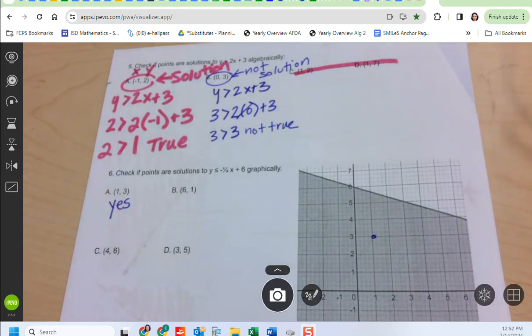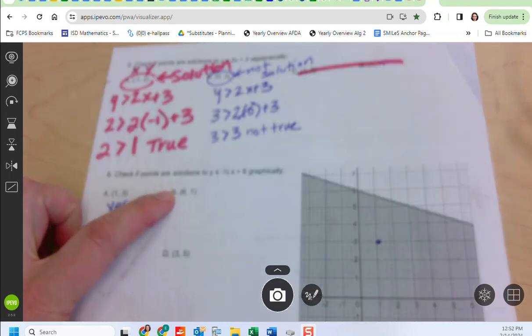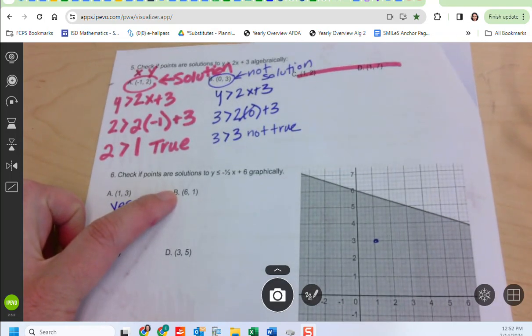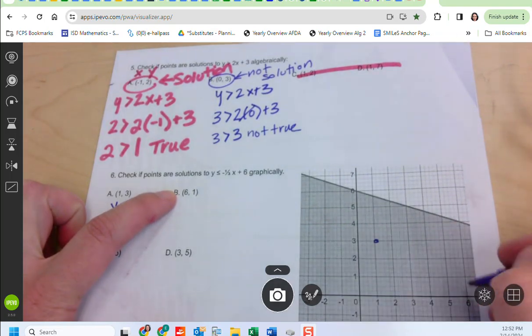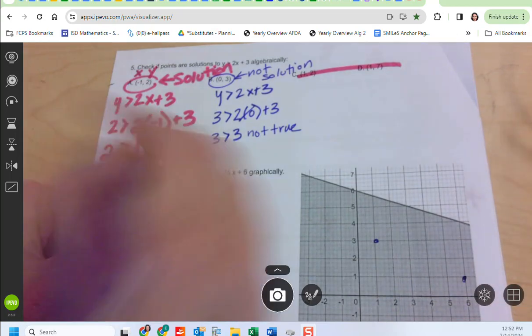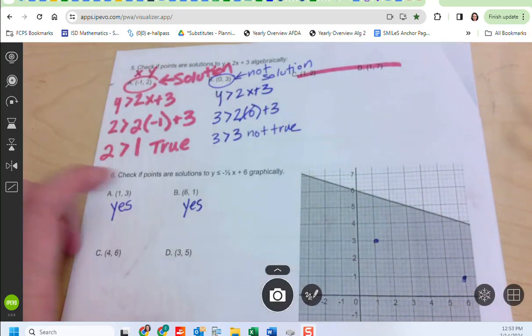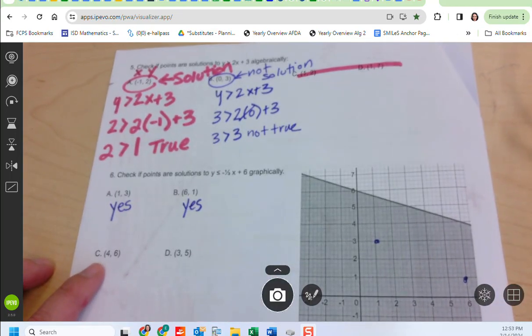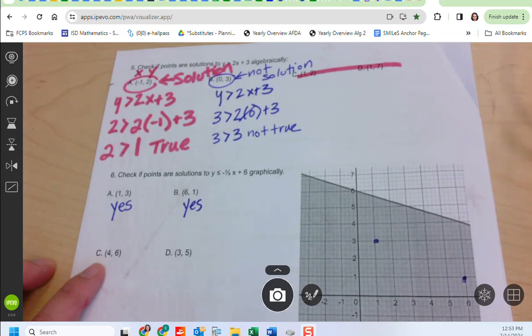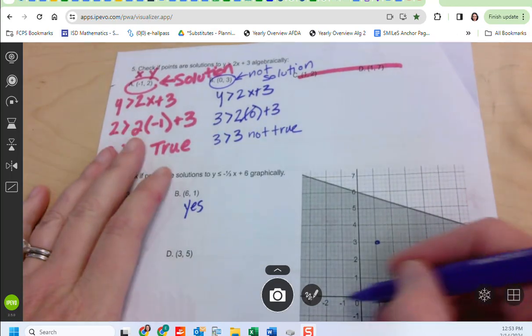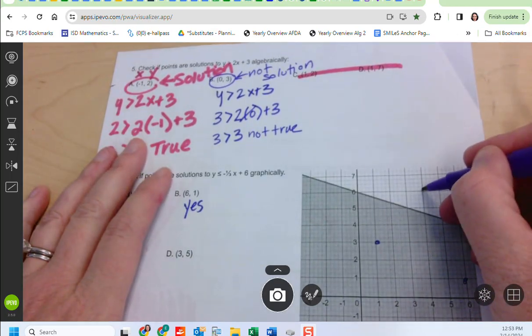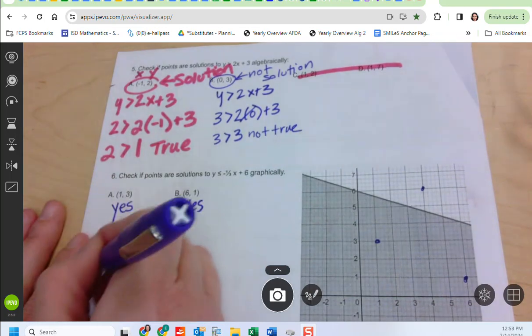All right, B, raise your hand if 6, 1 is a solution. Raise your hand if you said it is a solution. Okay, raise your hand if you said it's not a solution. Let's check. 6, 1, very good. In the shaded area, yes, it's a solution. C, 4, 6, raise your hand if yes, it's a solution. Raise your hand if no, it's not a solution. Let's check. 4, 6, you're right, it's out there, it's not a solution.